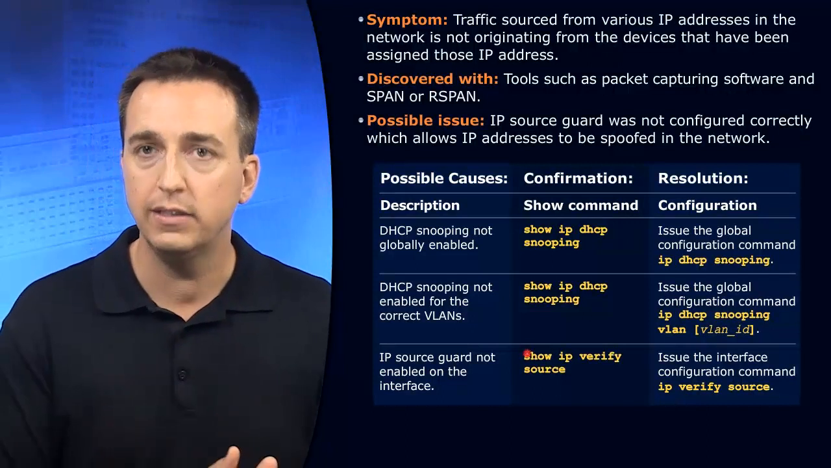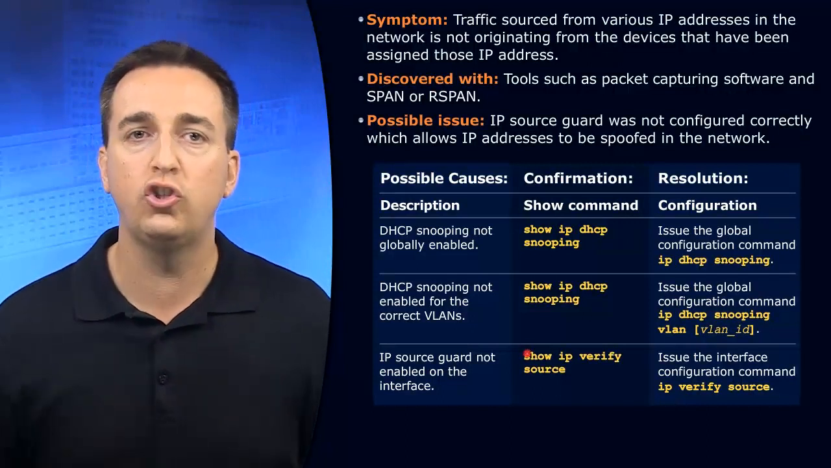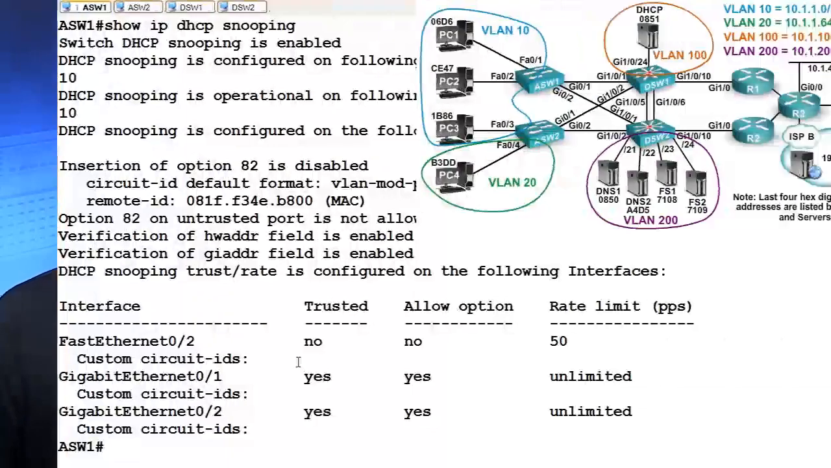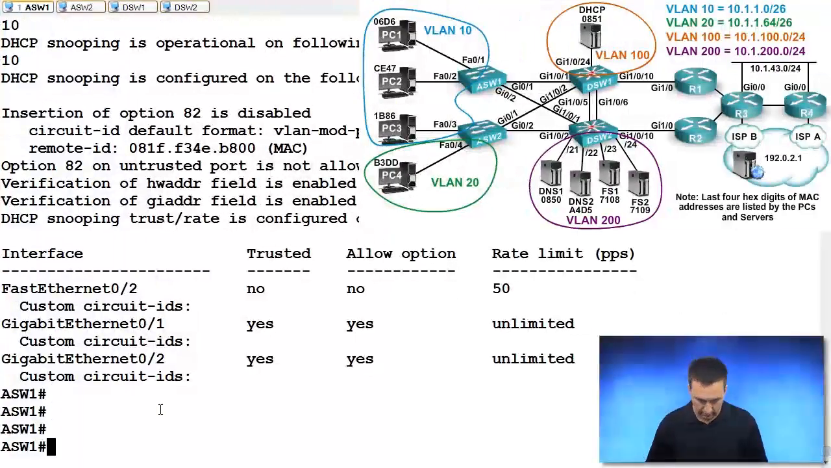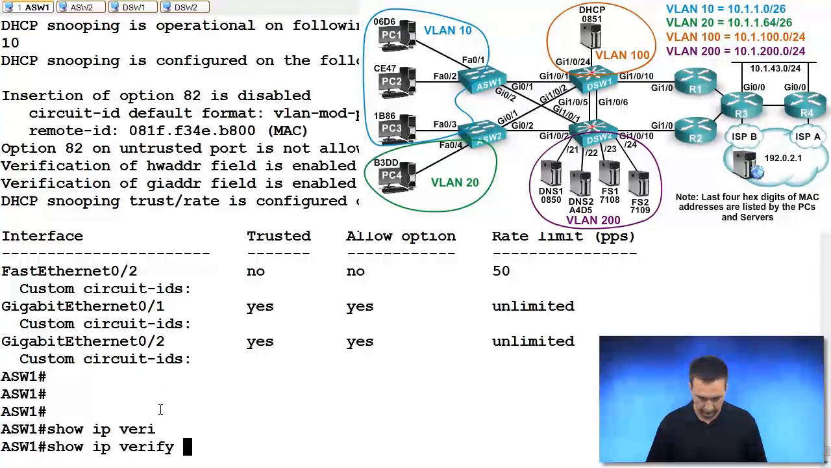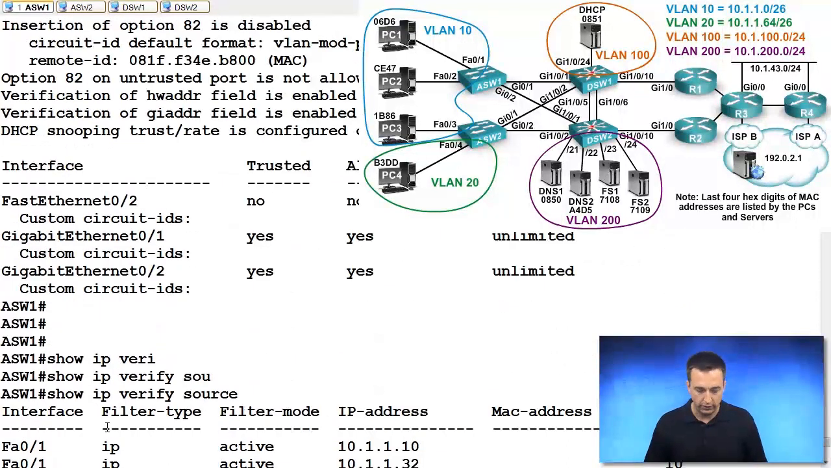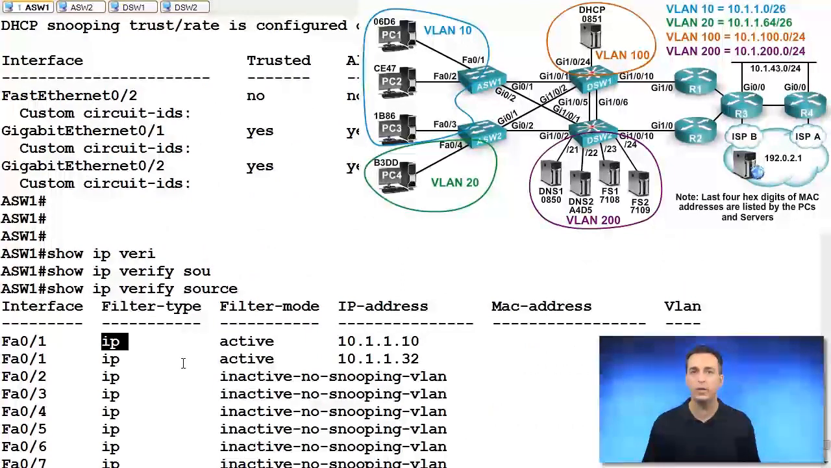And then after that, if we want to verify if IP source guard recognizes the IP addresses on the interfaces, we can use the show ip verify source command. So if we look at the output of show ip verify source on ASW1, we'll see from this output that the filtering type is simply based on IP. So we only care about the IP address in this particular case. And the filtering mode is active for VLAN 10, and the IP address on FastEthernet 0/1 is 10.1.1.10.